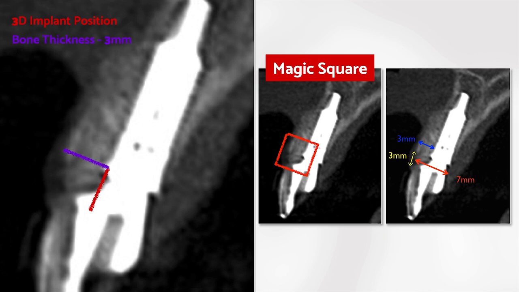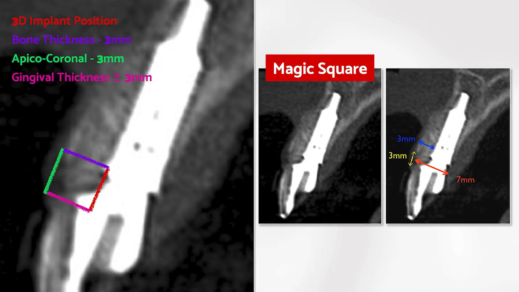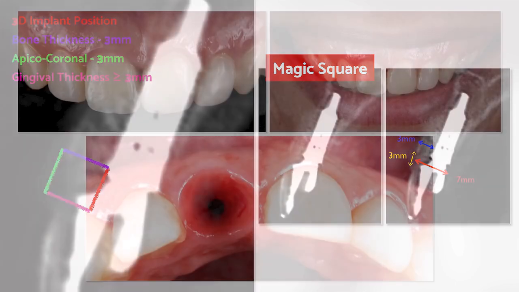The purple one is the bone thickness, it's around 3. The green, the coronal apical direction, the implant was placed 3 millimeters from gingival margin in the apical direction, and the gingival thickness, and we always find equal or more than 3 millimeters in thickness. Most of the times we will find more than 3 millimeters in thickness when we apply this protocol, regardless of the thickness of the periodontal biotype.